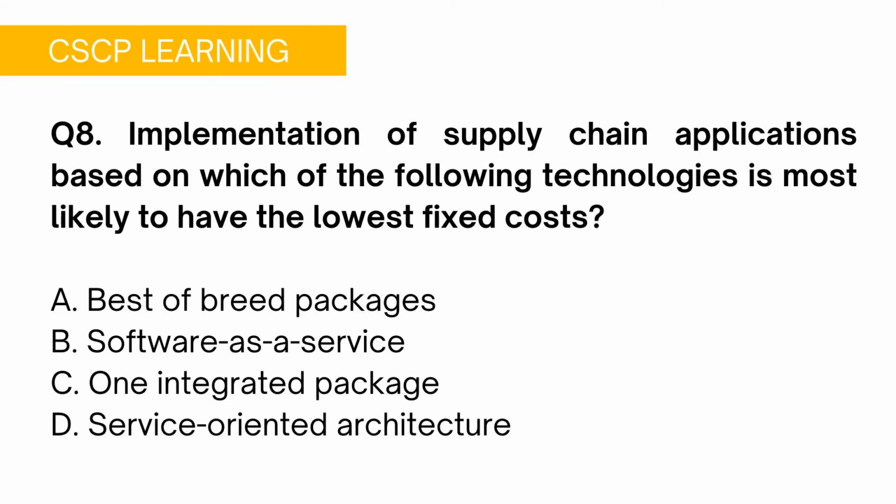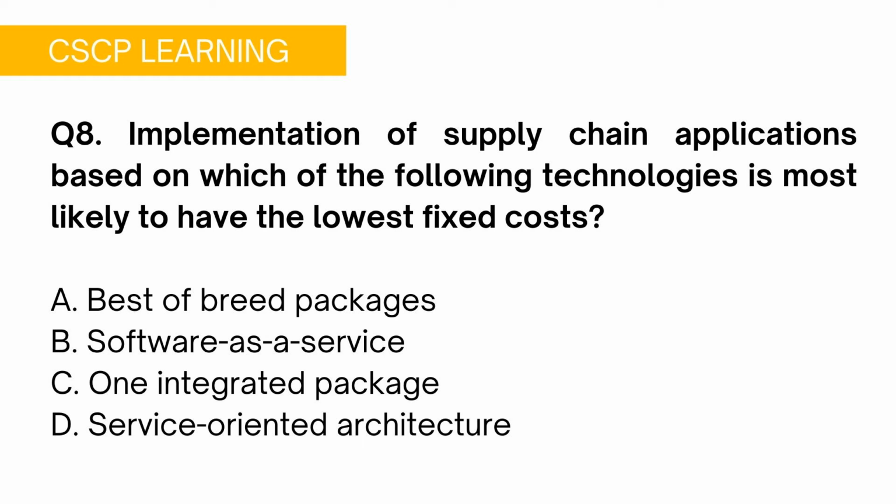Question 8. Implementation of supply chain applications based on which of the following technologies is most likely to have the lowest fixed costs? Option A, best of breed packages. Option B, software as a service. Option C, one integrated package. Option D, service oriented architecture.